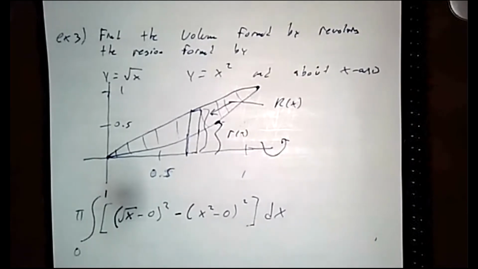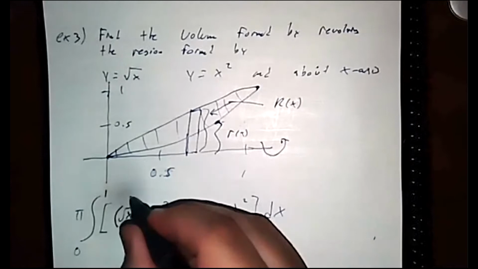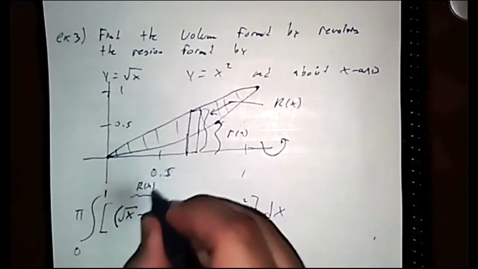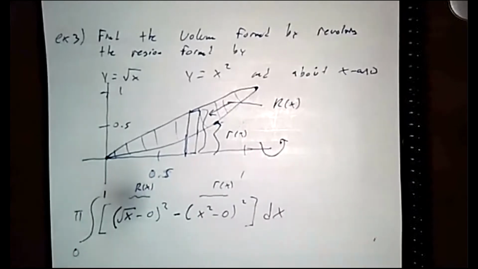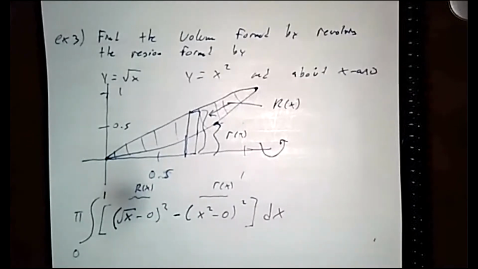Okay. Does that make sense? How this is big R of x and this is little r of x? This is the difference between disk and washer. It's really the same formula. It's just when you have a hole, you adjust and shift to a washer method, which is the same thing. You're just subtracting the inner radius.